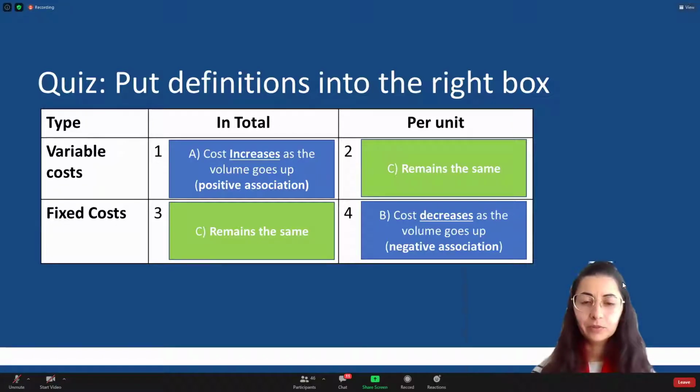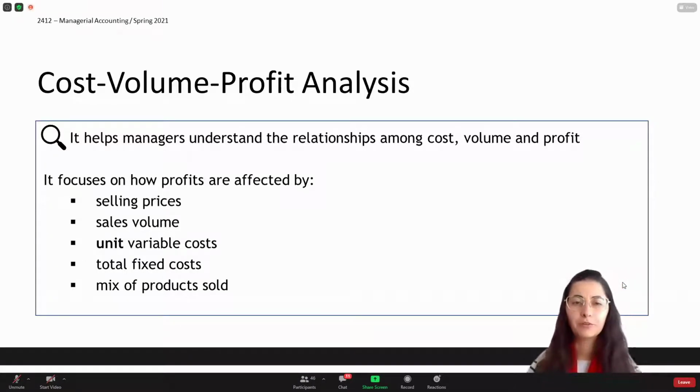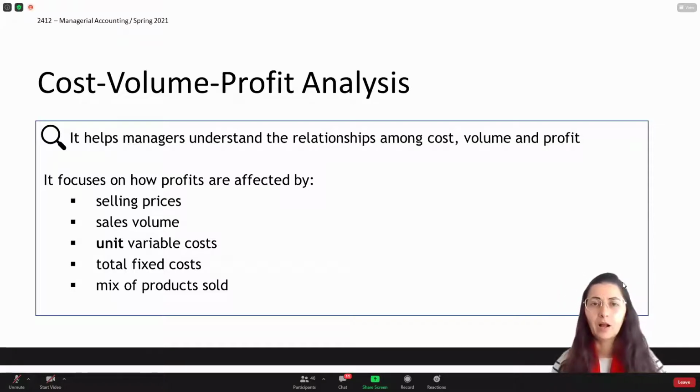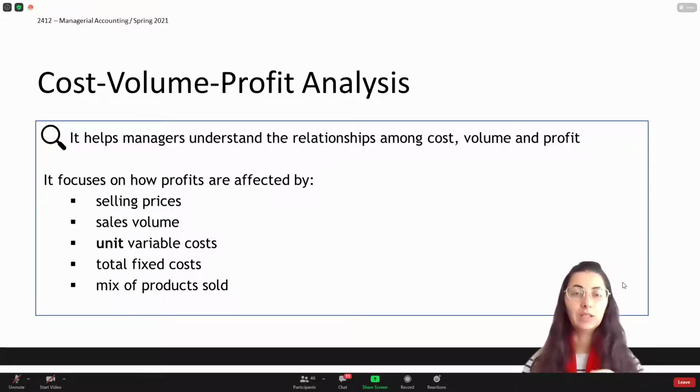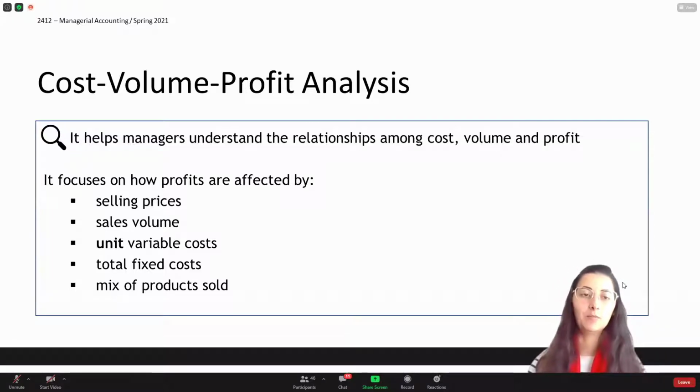So, moving on, cost volume profit analysis. We also talk about it as CVP analysis. It helps managers to understand the relationship between cost, volume, and profit. That's why the name cost, volume, profit analysis. So it focuses on how profits are affected by the selling prices, the sales volume, the unit variable costs, the total fixed costs, and the mix of products sold.